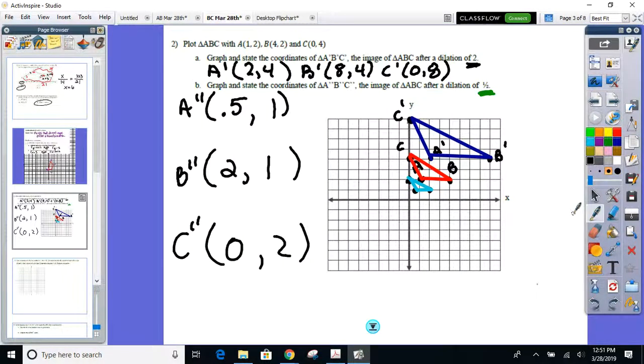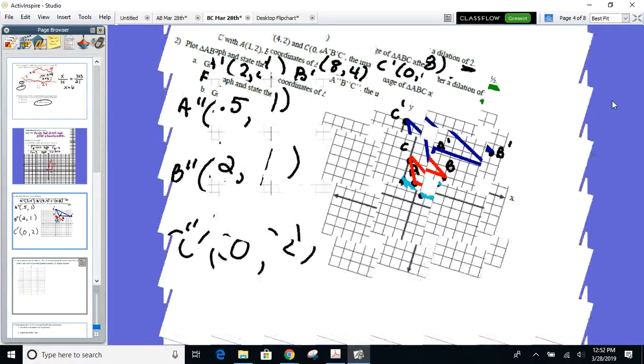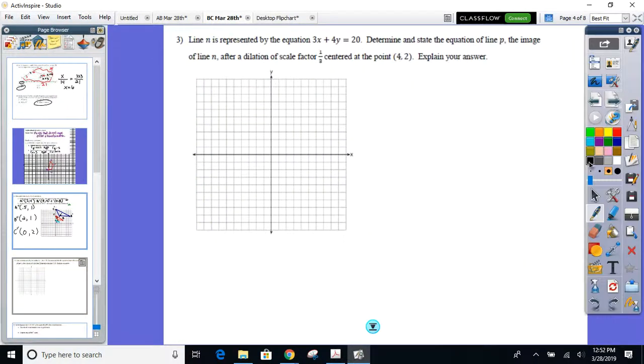Okay. Do we understand? Now we see if the scale factor is bigger than 1, points are going to get further away. Once the scale factor is between 0 and 1, they're going to get closer to whatever point we are dilating around. Is it always going to be the origin? No. We are not always going to dilate around the origin. And we are also not just going to dilate triangles.